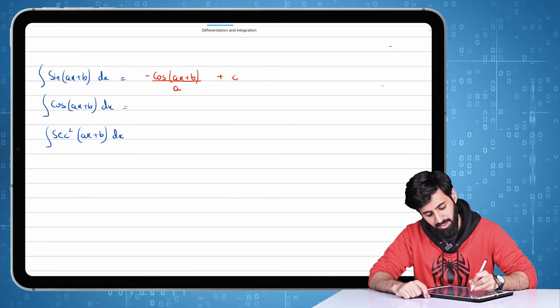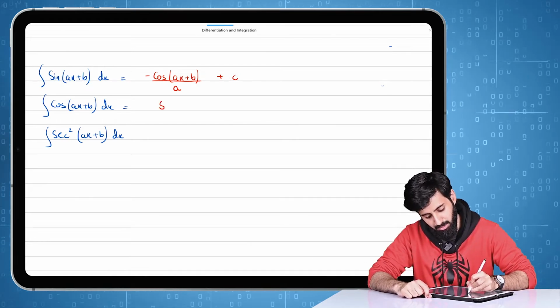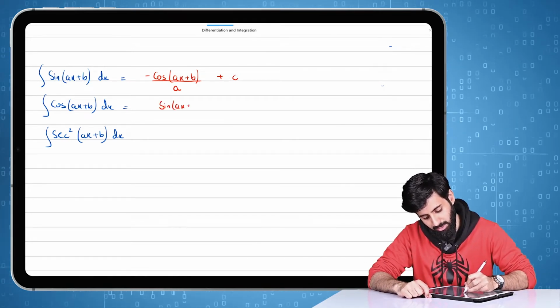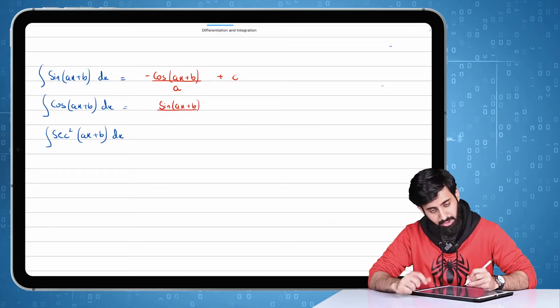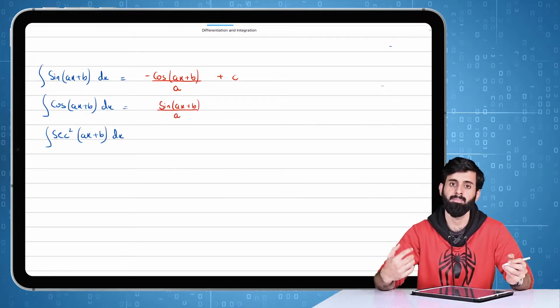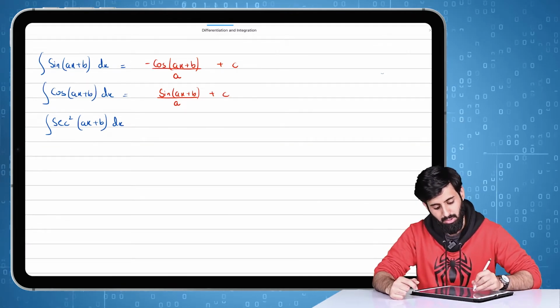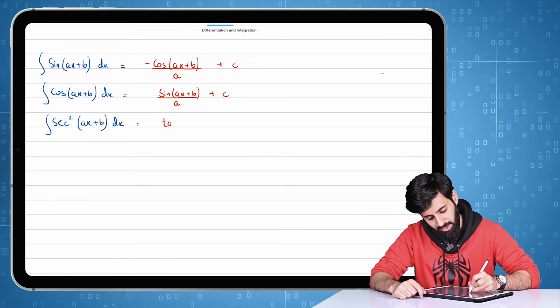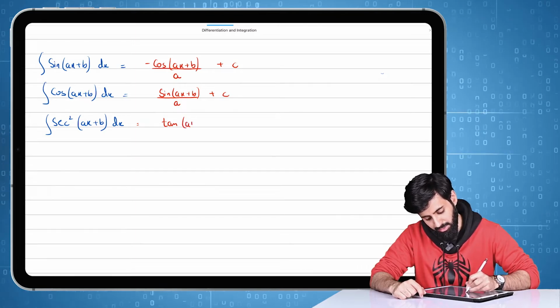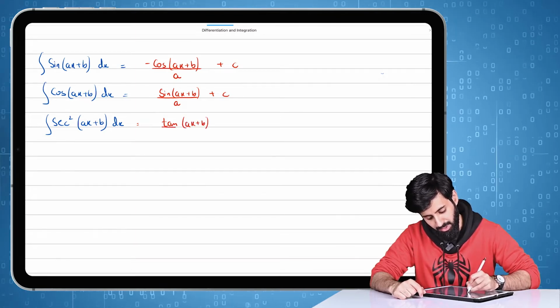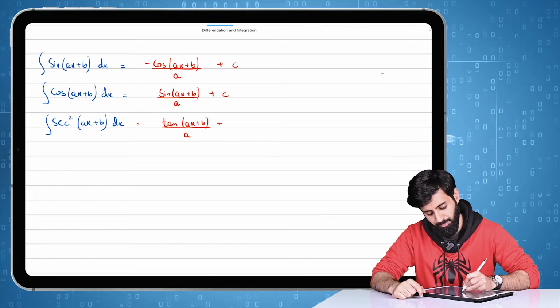And then the integral of cos of ax plus b would be sine of ax plus b. So what we're doing is first integrating the trigonometric function, and then dividing by the differential of the angle, which is going to be a, and don't forget to put a plus c as always. And then for sec squared of ax plus b, it would be tan of ax plus b, and then we would divide it by the differential of the angle, which is a, plus c.